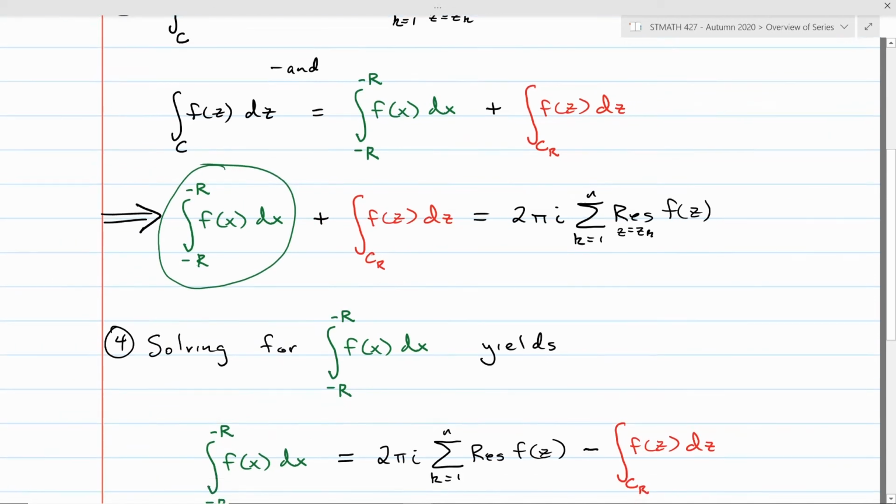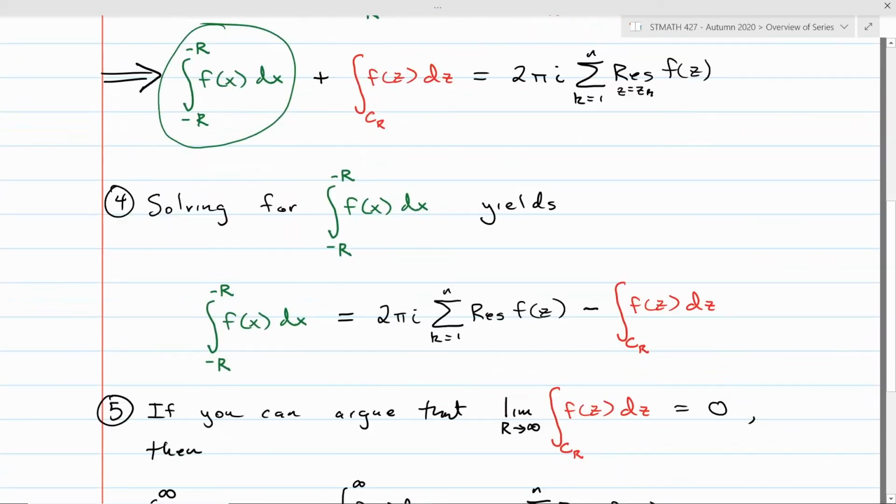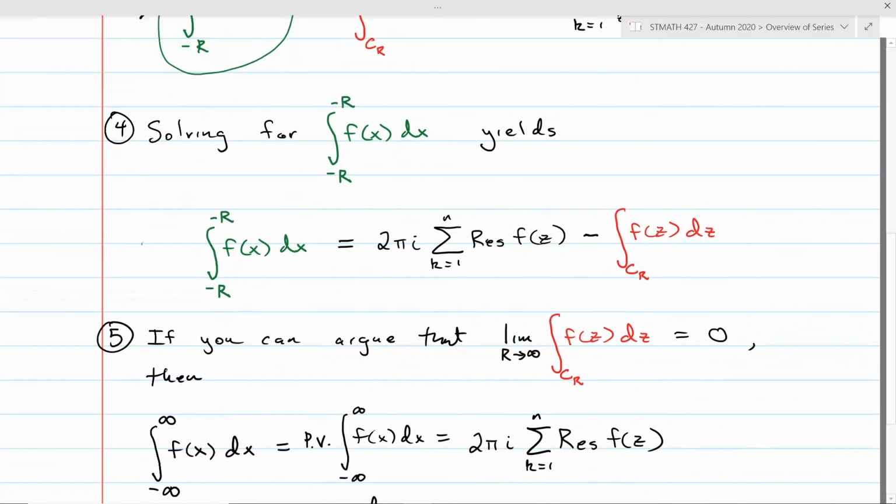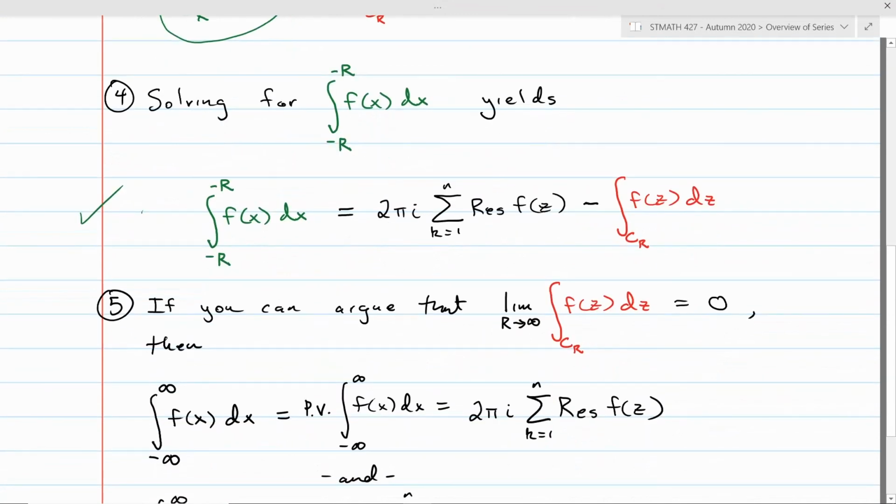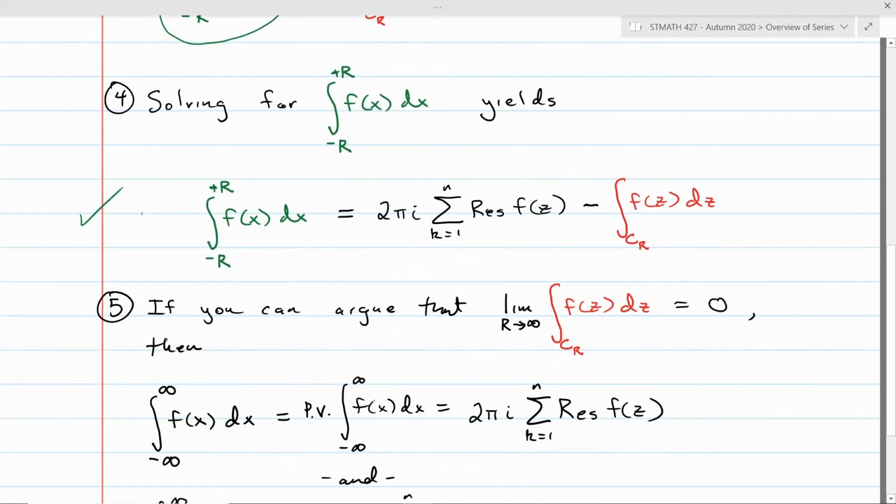So you can solve for it in that previous equation. And so you get what we have here in step 4, that real integral from negative r to positive r. Anyway, the integral from negative r to positive r of f of x is 2 pi i times the sum of the residues minus the integral around the red part.